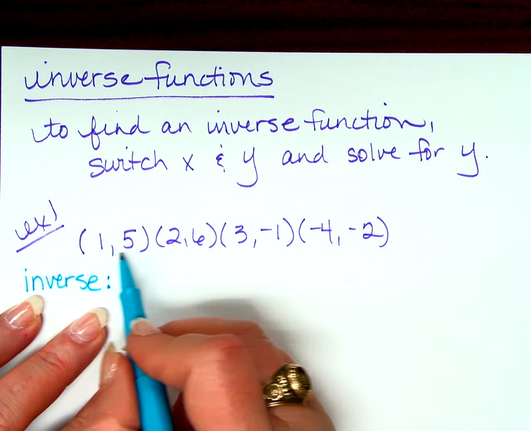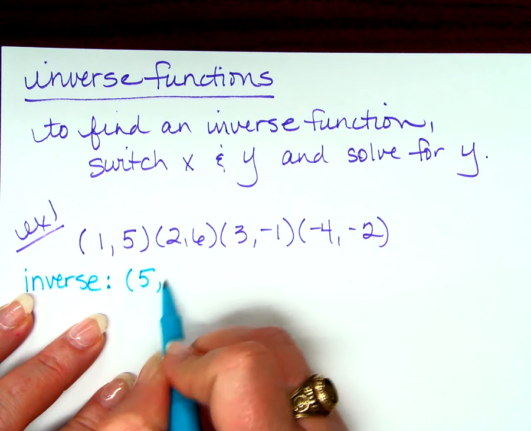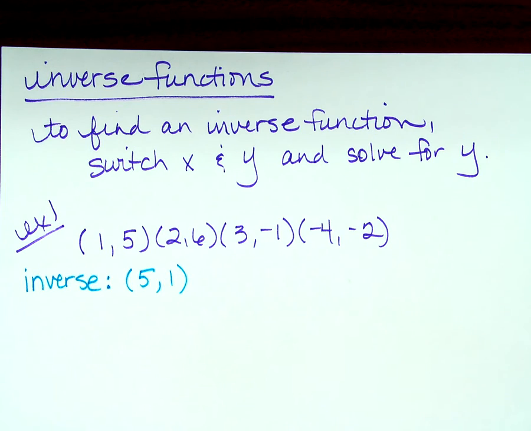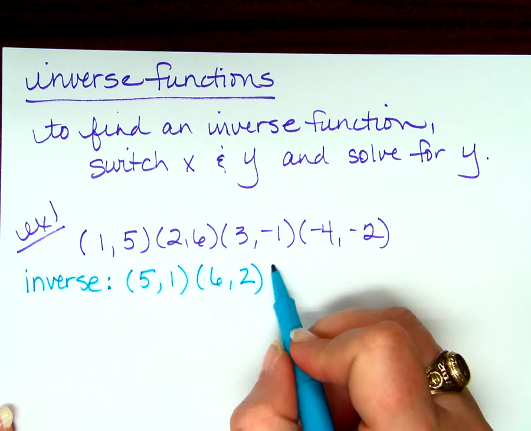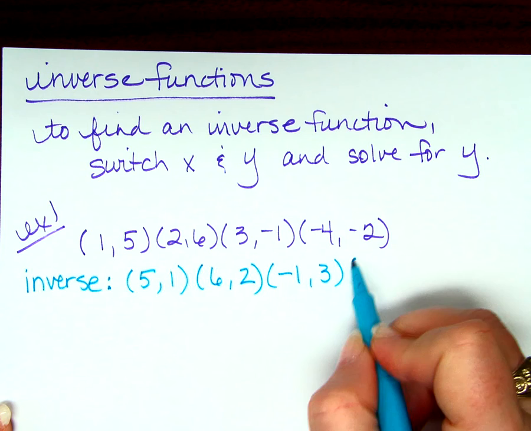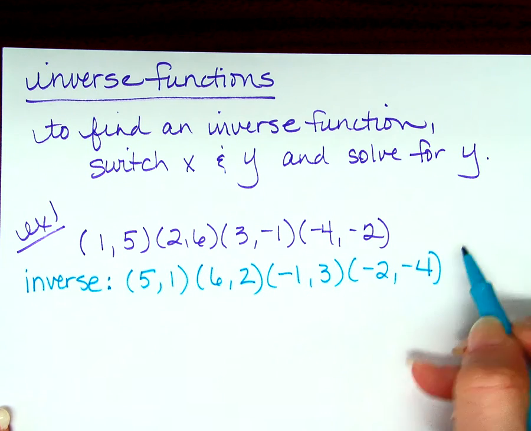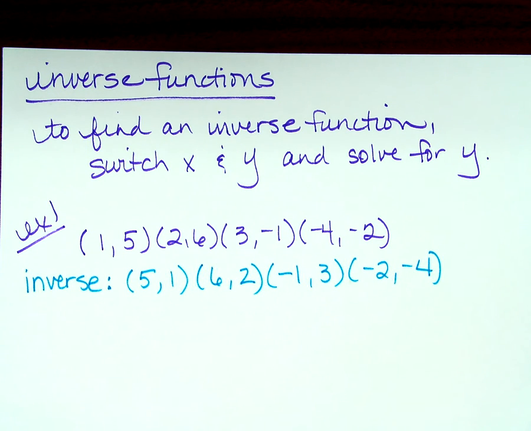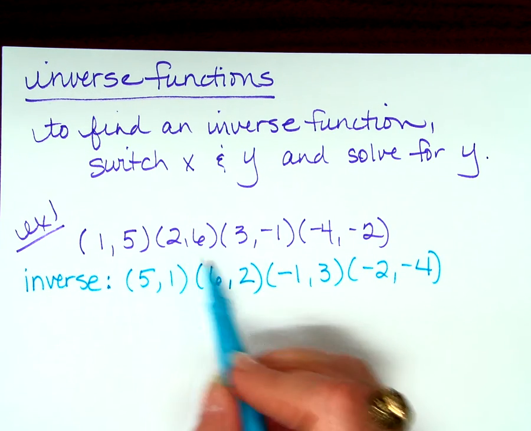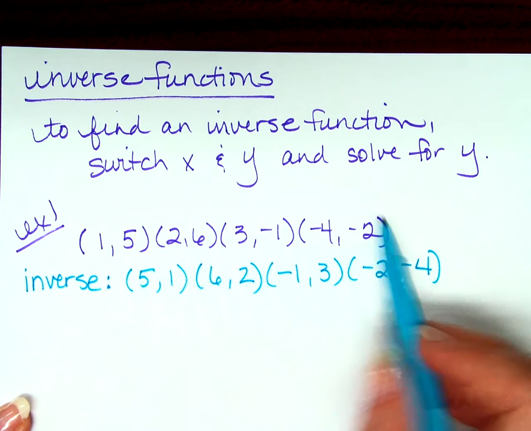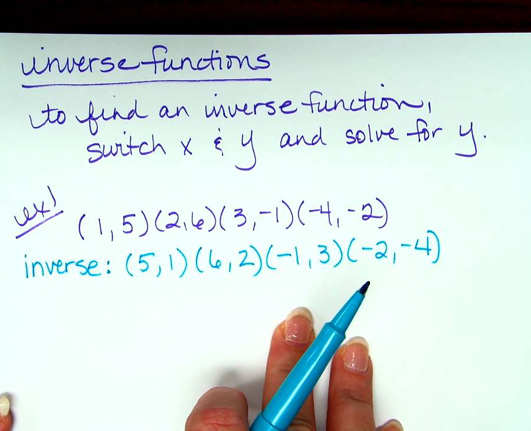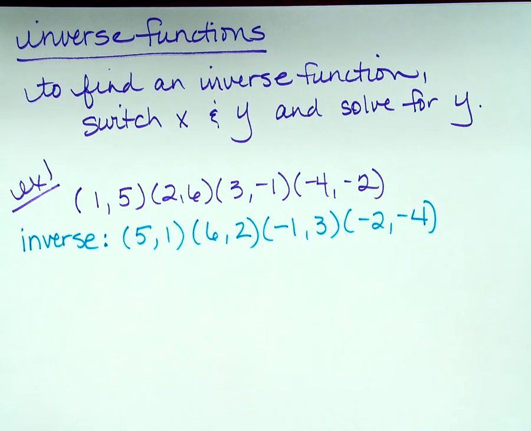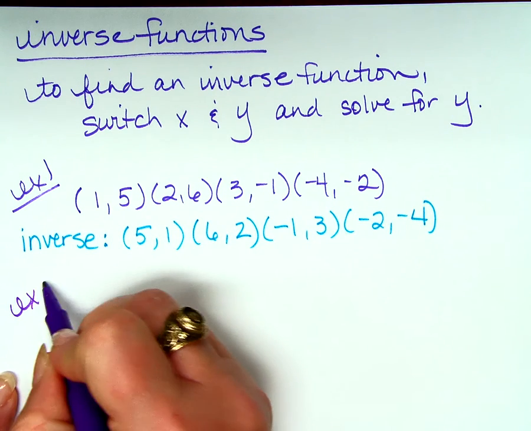If I'm switching x and y, instead of (1, 5), I'm going to have (5, 1). Instead of having (2, 6), I'm going to have (6, 2). I'm going to have (-1, 3). I'm going to have (-2, -4). I'm not changing the signs of numbers. I'm just changing the values for x and y. Just switch, switch, switch, switch. Okay? Now, are they all going to be as easy as that? No. But is this one as easy as that? Yes. Okay? All right, example number 2.